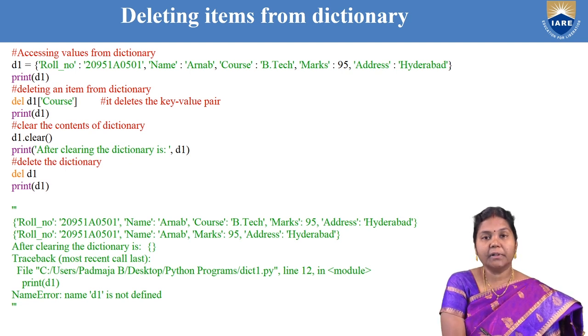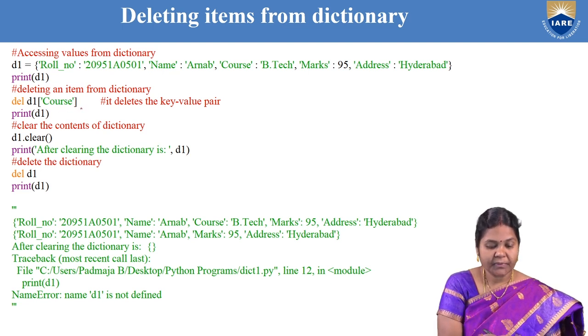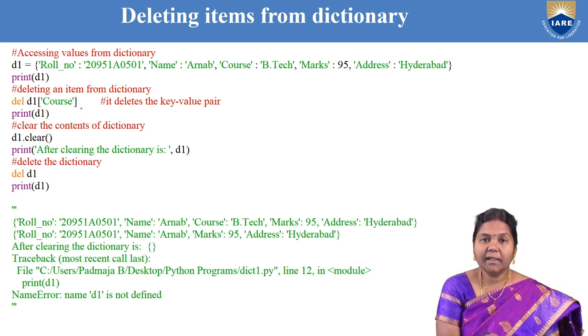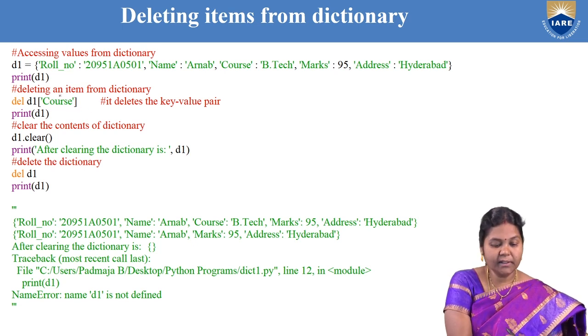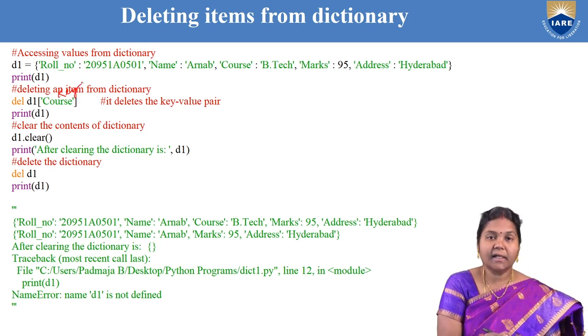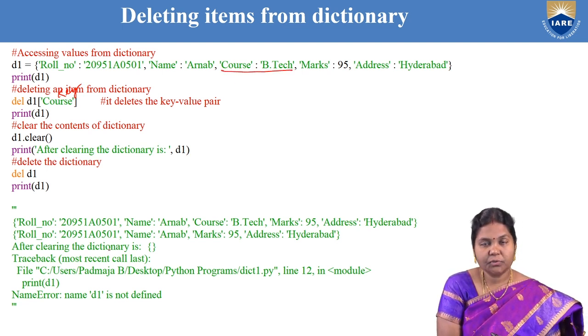For deleting a particular key value pair, use the del keyword, del followed by D1 of course. If you give only the key name, then it will delete the associated key value pair. So, del D1 of course, where the key is course and its associated value is BTech. That key and its associated value will be deleted from the dictionary.